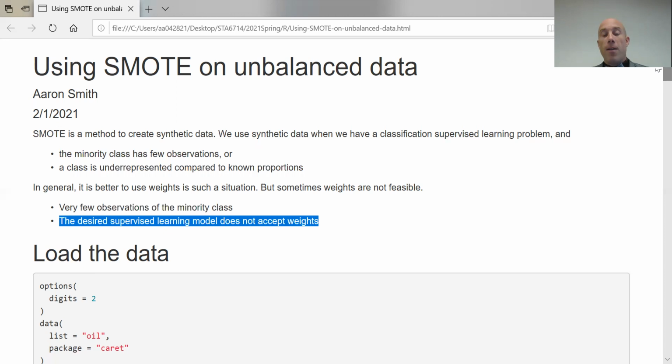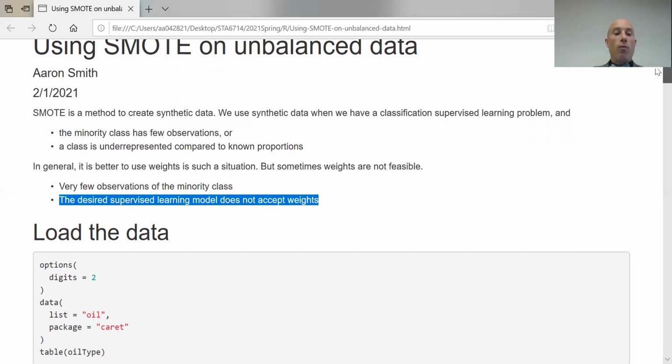Now, how to create synthetic data, there's another way called ROSE. Another option would be to upsample or downsample our data. But once again, all of these have advantages and disadvantages. SMOTE is one of our options. So let's run through an example.